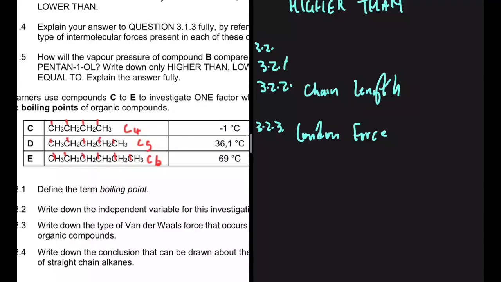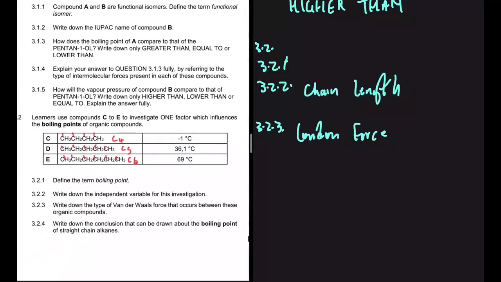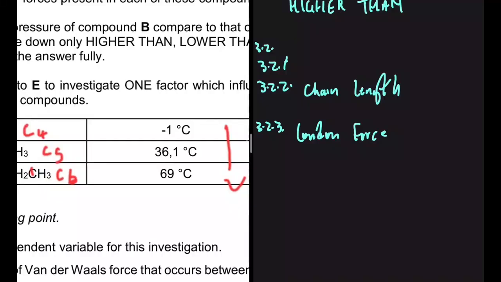So let's look at our diagram. We can see fully well that as the number of carbons is increasing, our boiling point is increasing from -1 to 36.1 and lastly to 69. So we can conclude and say that as the chain length increases, the boiling point increases. If you had said molecular mass in 3.2.2, you would say that as the molecular mass increases, the boiling point increases.